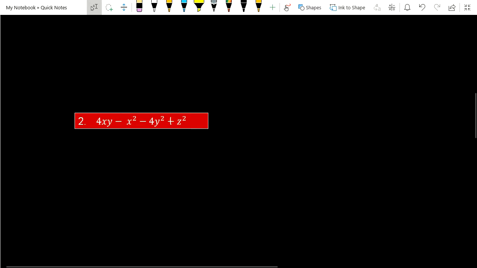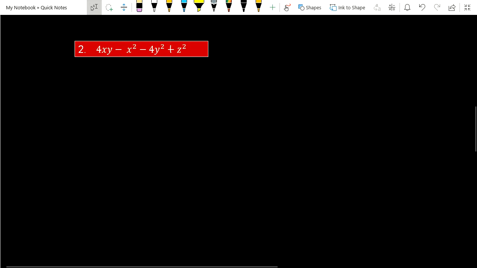Now we can move to the second question. In this question the hint is 4xy. 4xy gives the hint that we have to collect the terms which include x and y. So we are finding 4xy, x square and minus y square. We are collecting these three terms together, and plus z square we are writing as it is. So I am writing plus z square first.